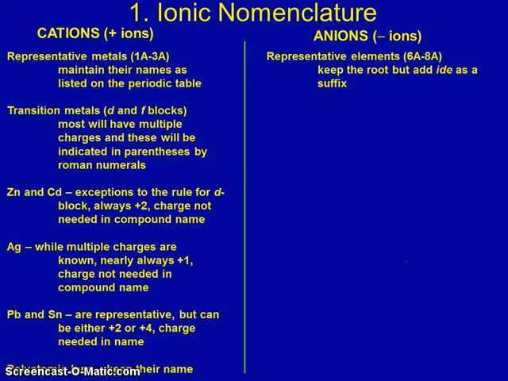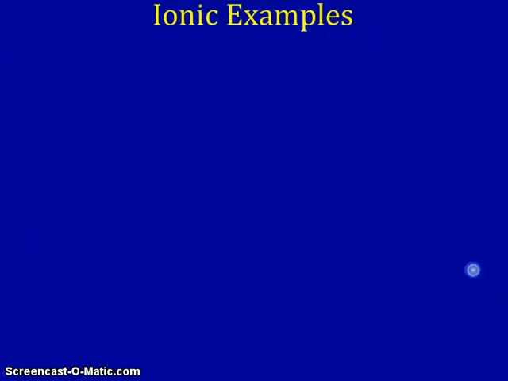We keep their root, so chlorine, for example, the prefix is chlor. That's the root, and we add -ide as their suffix. So chlorine, instead of the -ine, we say -ide. We add that as a suffix, so we become chloride. Polyatomic ions, again, keep the name they've been given, which makes things nice and simple.